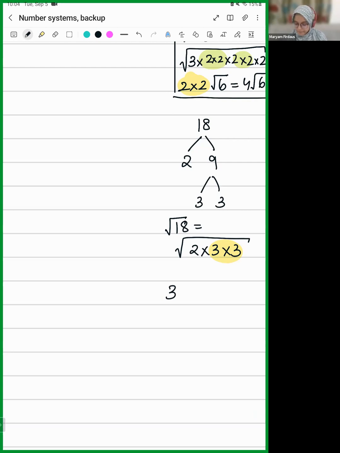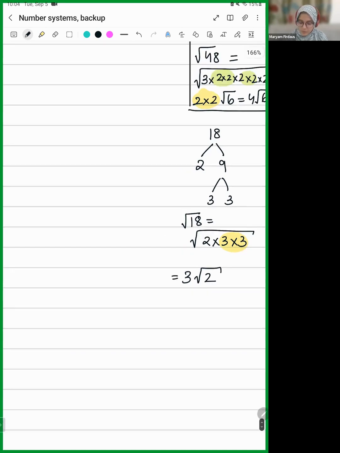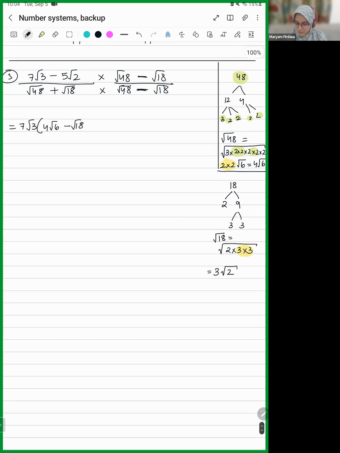Yes, Avni? Yes, ma'am. So it's going to become 3 root 2. So root 18 can be written as 3 root 2. So I'm just going to mark this. Root 18 is 3 root 2. So root 18, instead of that, I'm going to write 3 root 2.